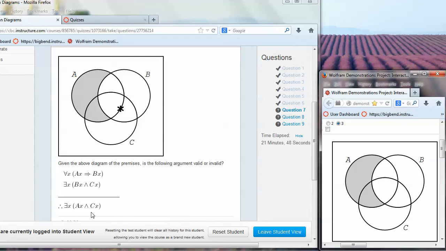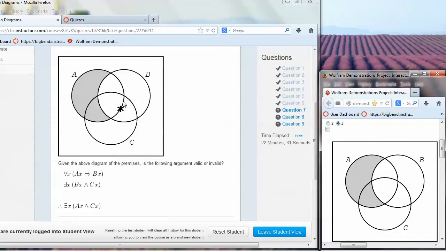So now let's see what the conclusion says. The conclusion says there is an x such that Ax and Cx. So there's something in the overlap of the A circle and the C circle. So let's take a look at what those regions would be. So the A circle overlaps with the C circle in these two regions. Now this one is shaded in. So wherever this star goes, it can't go in here. So it could go in this center region where all three circles overlap. So that's the only place that this star could go, the star that makes the conclusion true. Right? It would have to go in this overlap between all three circles.